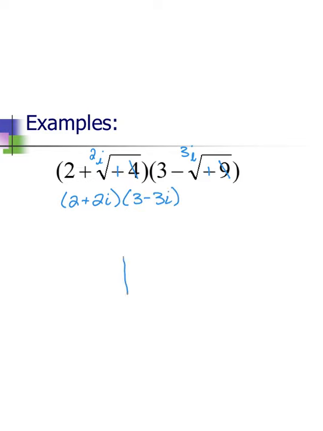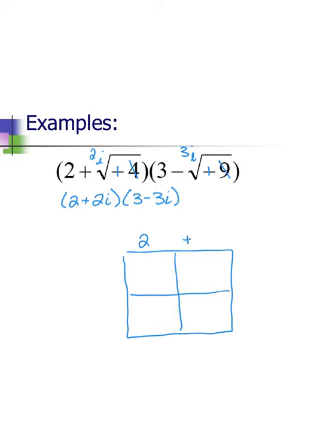So you have a choice. You can do the box, or you can double distribute. 2 plus 2i, 3 minus 3i. 3 times 2 is 6. 2i times 3 is 6i. 2 times negative 3i is negative 6i. And 2i times 3i is negative 6i squared.